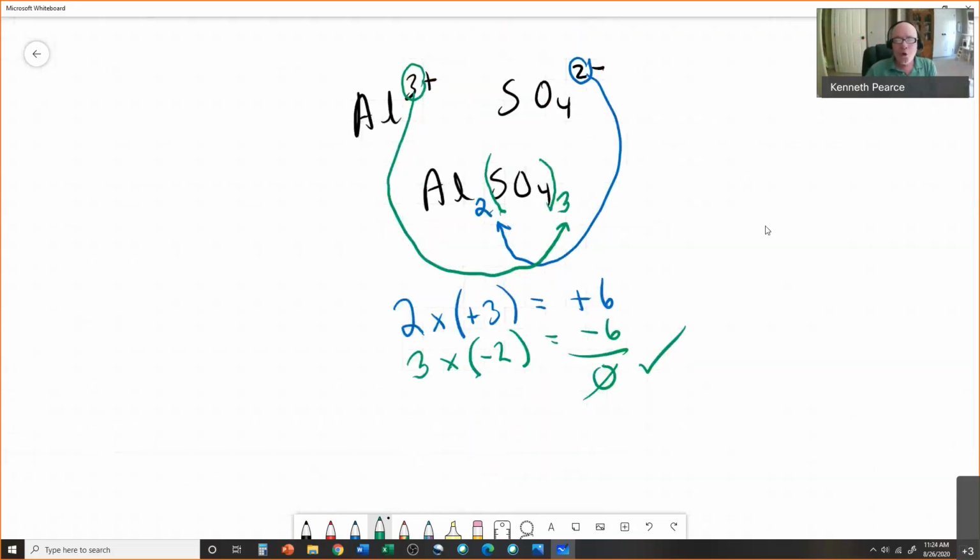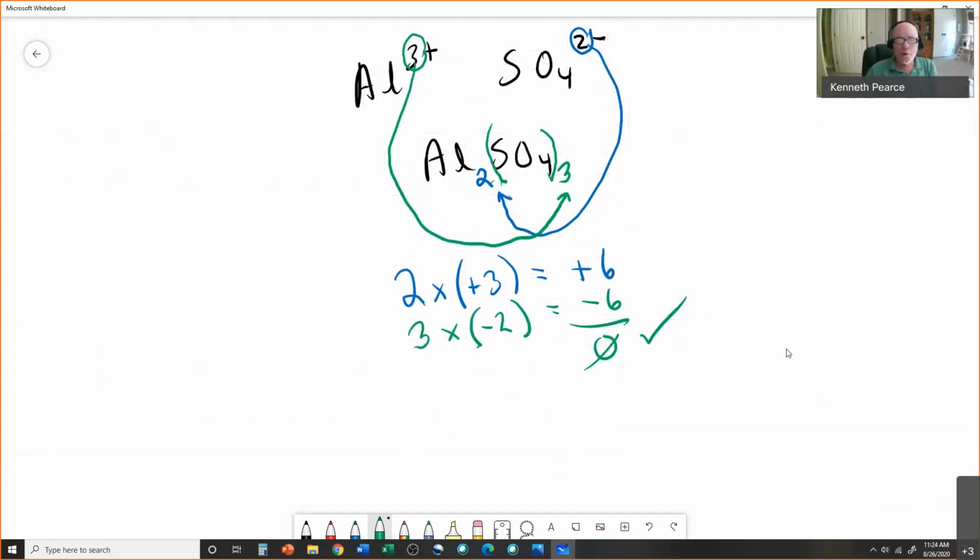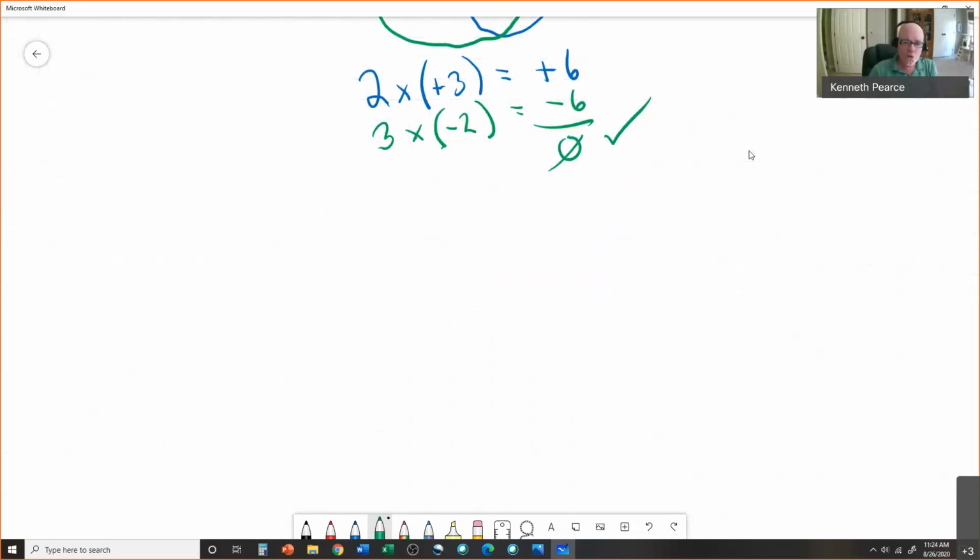And of course, if the charges are already equal, then you don't have to do any charge crossing. Let's say that we had, say, sodium and the nitrate ion. Well, they're already equal to 0, plus 1 minus 1 is 0, so we can just go ahead and push them together. And there's my sodium nitrate pushed together.